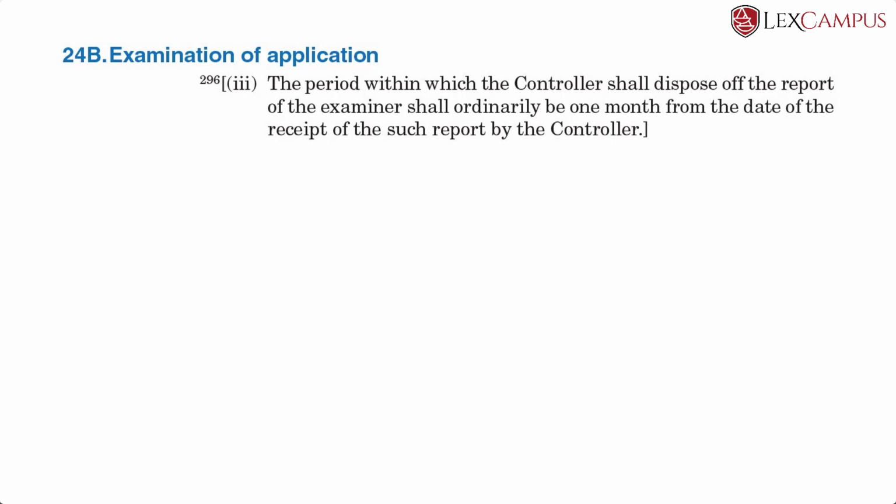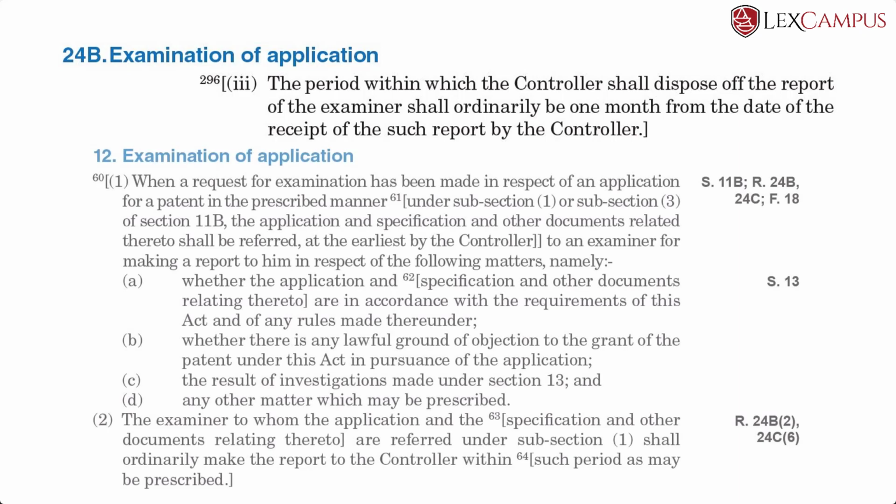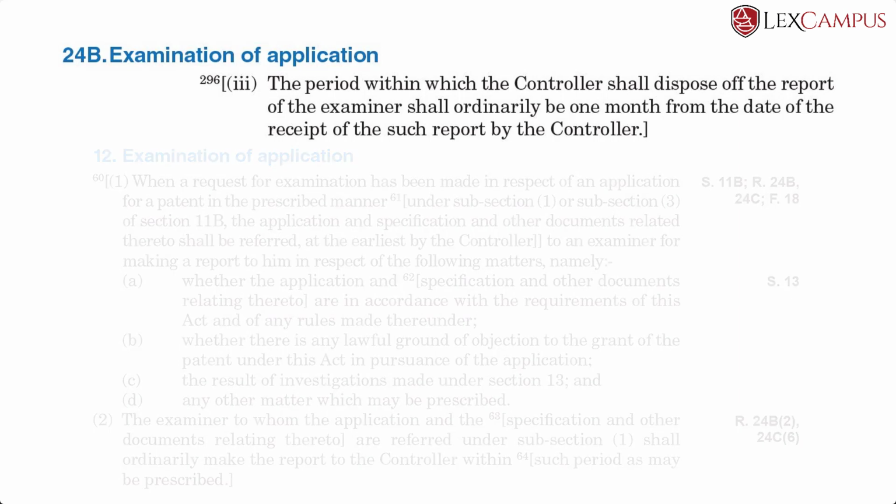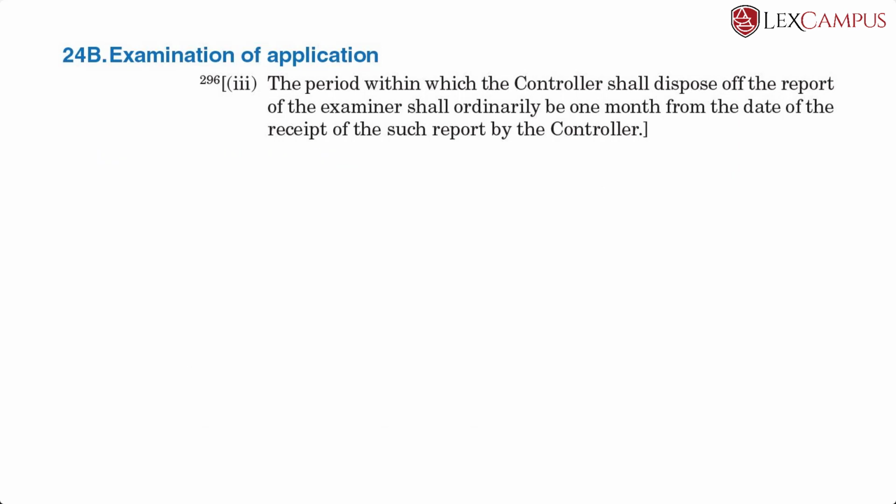These are all timelines by which the application moves within the patent office. Once a request for examination is made, the controller shall refer the matter to the examiner. Section 12 does not give a timeline for the controller making the reference to the examiner. It merely says at the earliest. So the first thing that will happen after the request for examination is made is that the controller will refer the matter to the examiner. What is the timeline for that? The Act does not say any timeline. It merely says at the earliest.